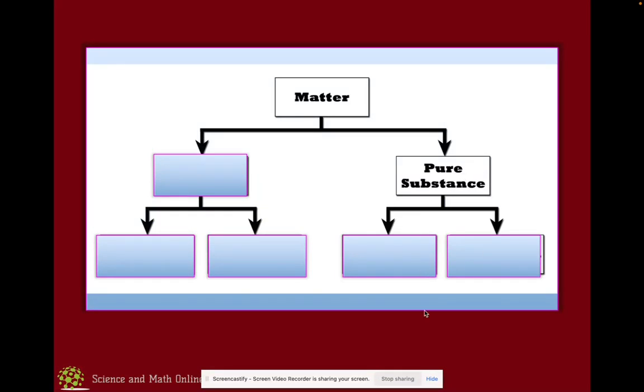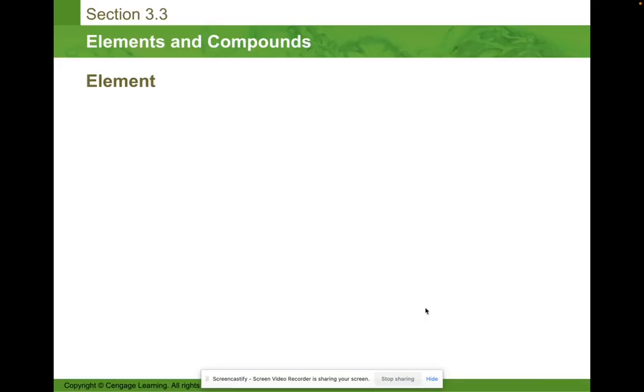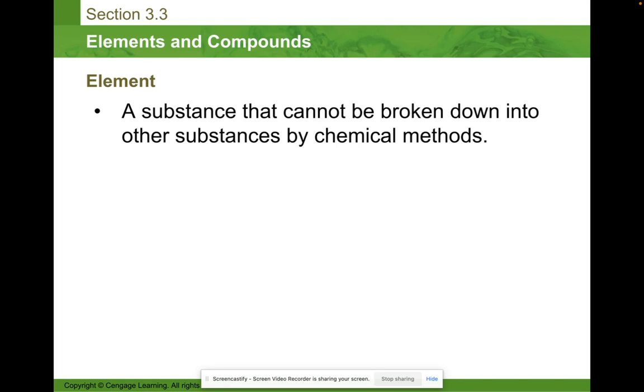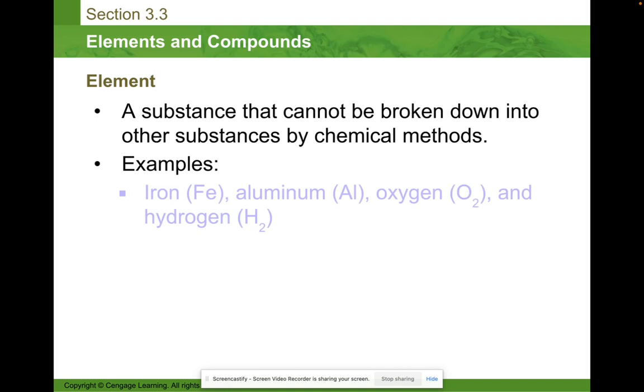And so now we're going to take a look at what makes up an element, what makes up a compound. Elements are a substance that cannot be broken down into any other substances by chemical methods. If I break an element down past the point of being an element, we're breaking it into subatomic particles, and then it is no longer able to exhibit those properties that make an element unique. So, examples of elements would be iron, aluminum, oxygen, and hydrogen.